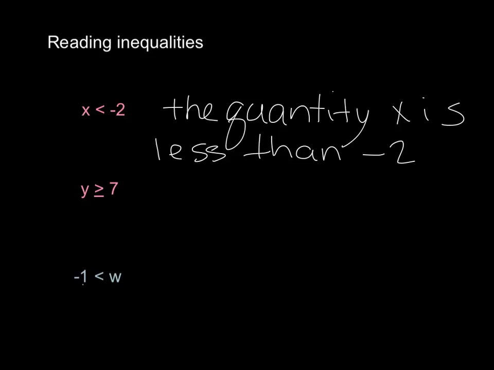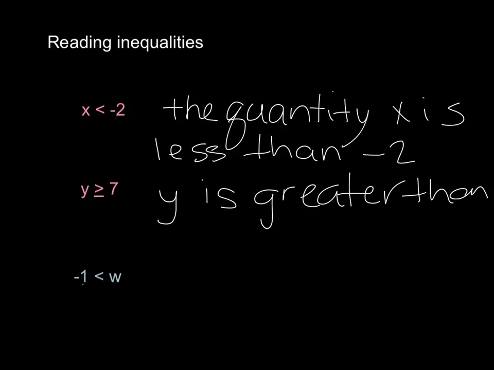The next one is a value of y compared with 7. And this one says that y, and if the symbol is that direction, y is greater than, and the bar underneath means or equal to 7. So that's how we read that inequality. Y is greater than or equal to 7.